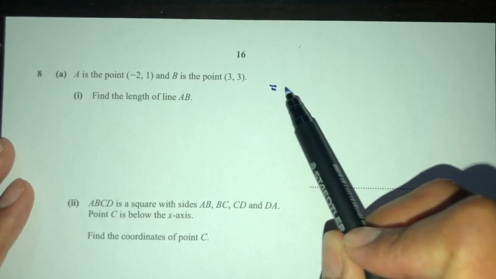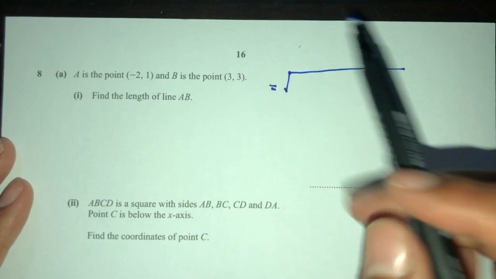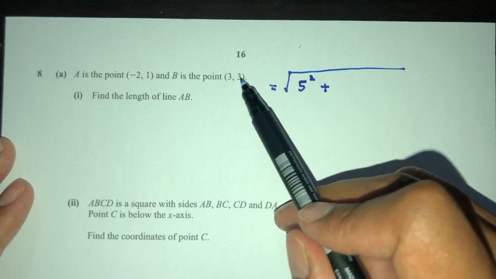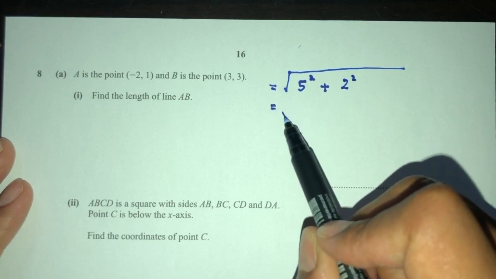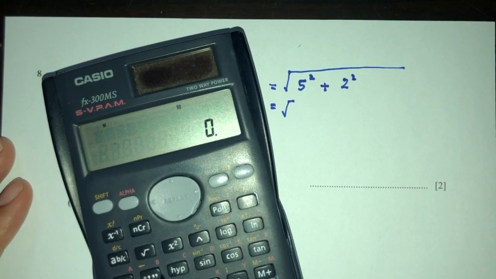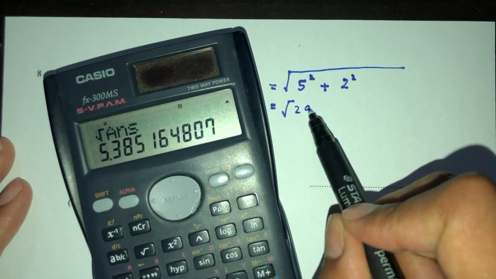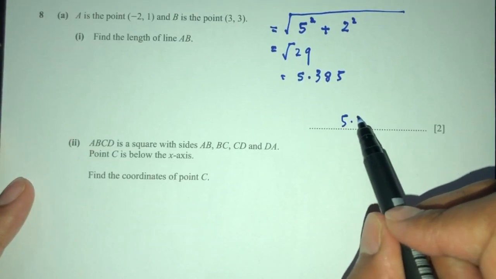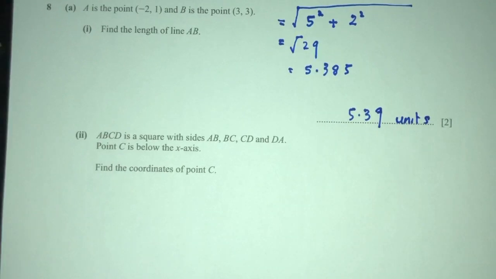So it is also pretty simple. That will be the square root of x2 minus x1, so 3 minus minus 2 is 5, that will be 5 squared, plus 3 minus 1 is 2, 2 squared, that should be 4. So 5 squared plus 4, root of 29, that should be 5.385. Correct to 3 significant figures, that should be 5.39 units, the length of AB.